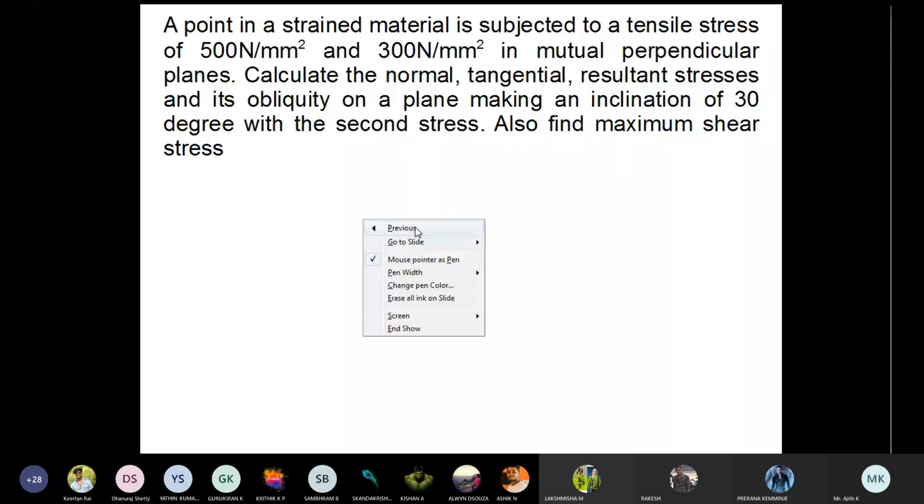A point in a strained material is subjected to a tensile stress of 500 Newton per mm square and 300 Newton per mm square in mutually perpendicular planes. Calculate the normal, tangential, resultant stresses and its obliquity on a plane making an inclination of 30° with second stress. Here second stress means two stresses are given, 500 and 300. So making an inclination of 30° with second stress means making an inclination of 30° with 300 Newton per mm square, and also find maximum shear stress.